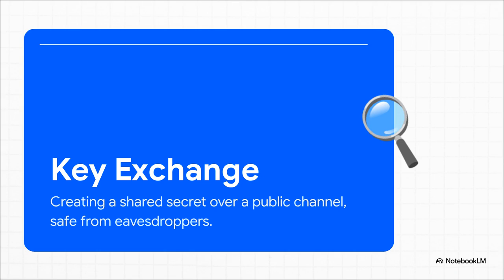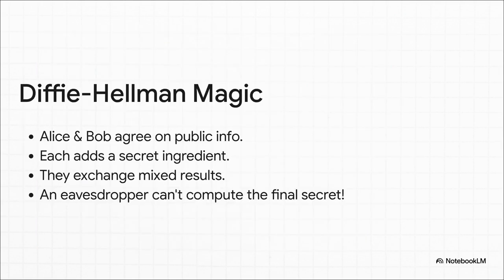It's like two people trying to agree on a secret password while a third person is listening to their entire conversation. It sounds totally impossible, doesn't it? But believe it or not, it's not. Okay, stick with me, because this is like a magic trick. Imagine Alice and Bob agree on a can of common yellow paint. That's public. Everyone sees it.